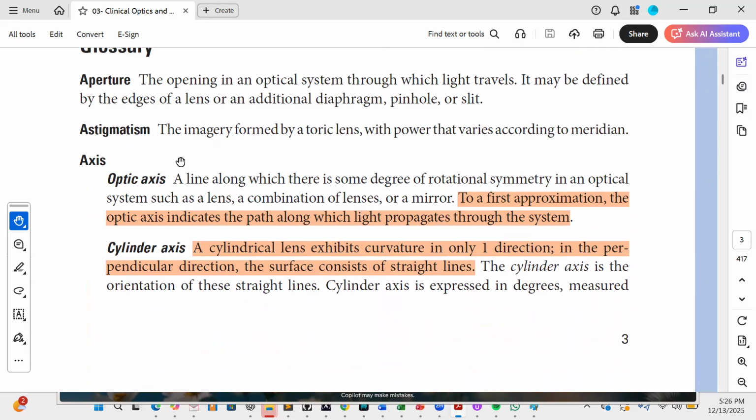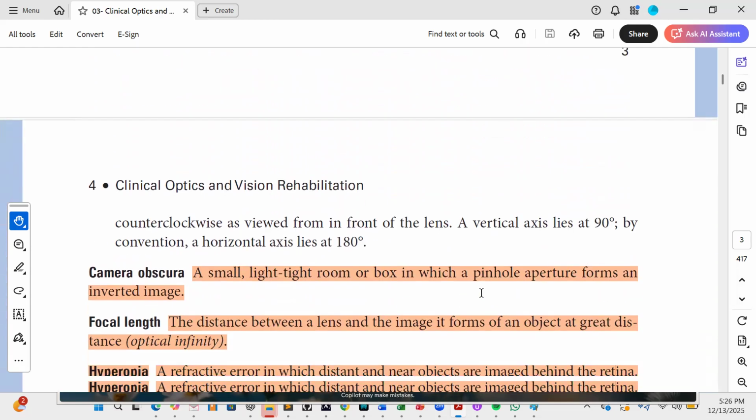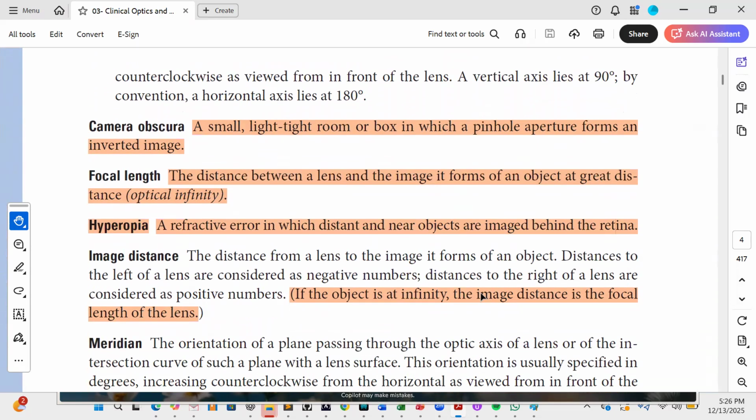Astigmatism is a type of refractive error that is formed by toric lenses. It's toric lenses that form astigmatism. It's also of note that cylindrical lenses only exhibit one curvature in only one direction. The other part has a plane surface, like the upper part of a cylinder, and the plane surface does not have power. So it only has one curvature in one direction. This is very important.